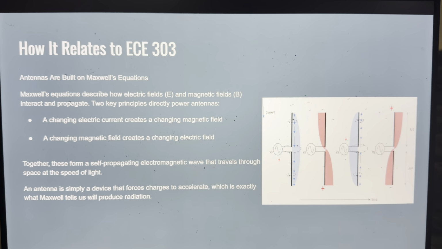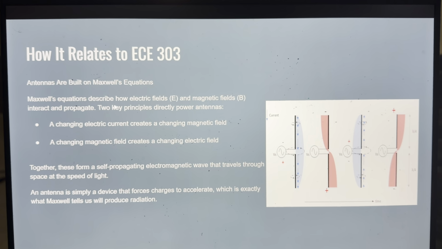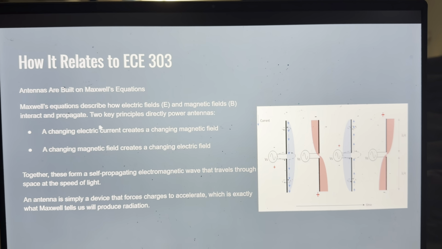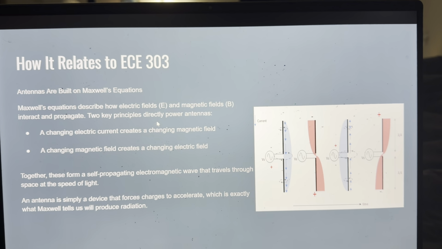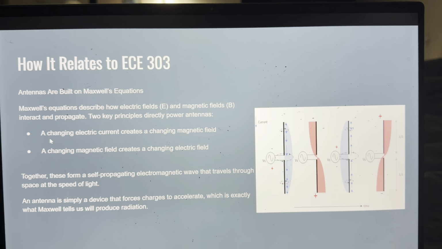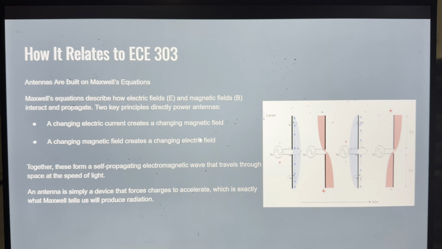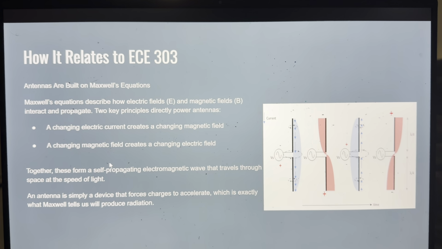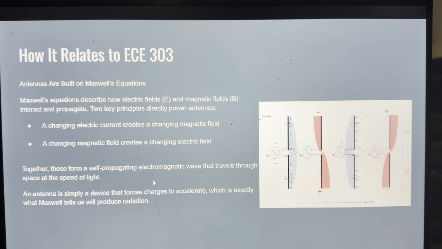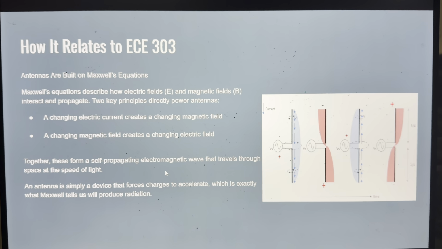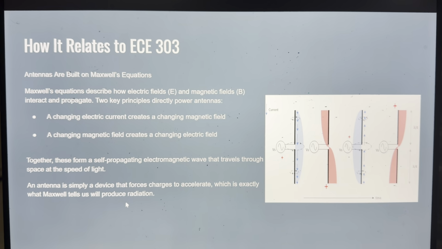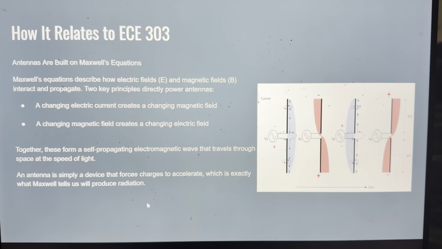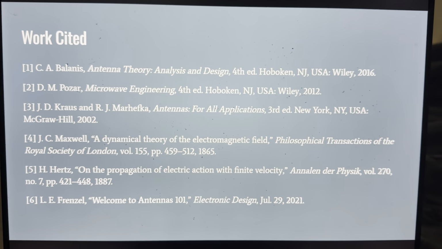So how this relates to 303: back to Maxwell's equations, which describe how electric fields and magnetic fields interact and propagate. The two key principles of why this directly powers antennas: a changing electric current creates a changing magnetic field, and a changing magnetic field then creates a changing electric field. So together these form a self-propagating electromagnetic wave that travels through space at the speed of light. And an antenna is simply a device that forces charges to accelerate, which is exactly what Maxwell tells us will produce radiation. And here are my sources.